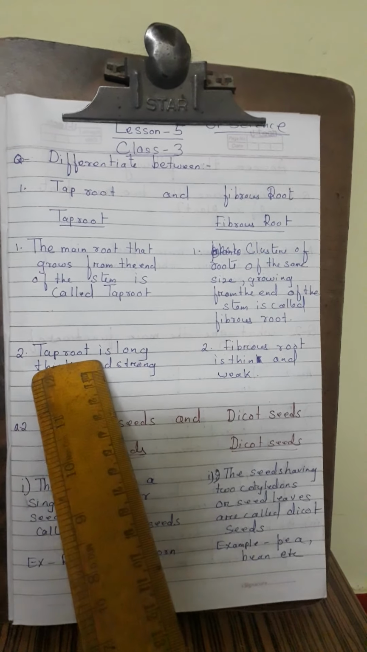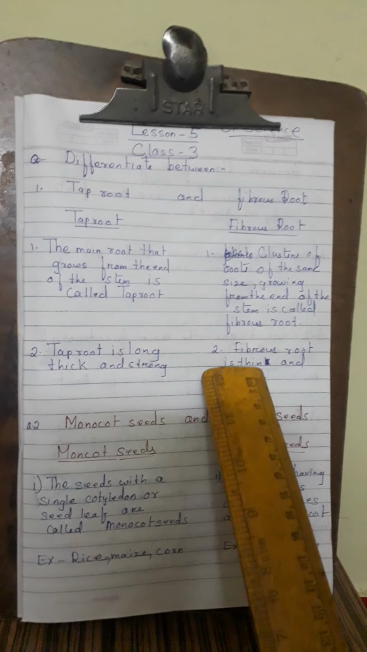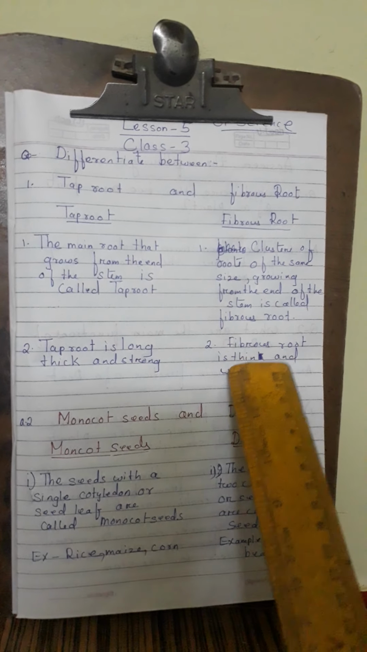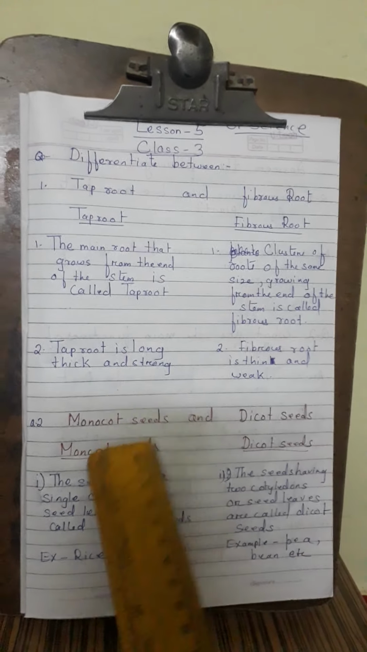Second point. Taproot is long, thick and strong. Here is the second point of fibrous root. Fibrous root is thin and weak.